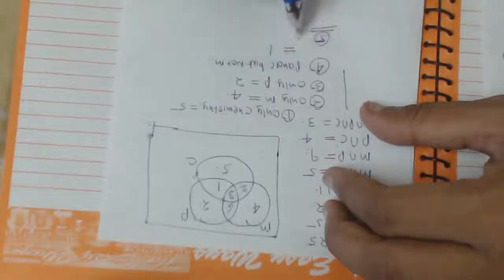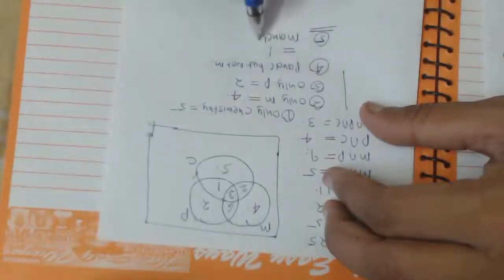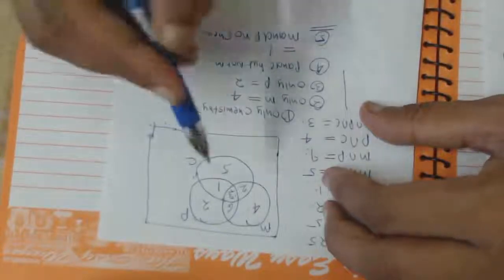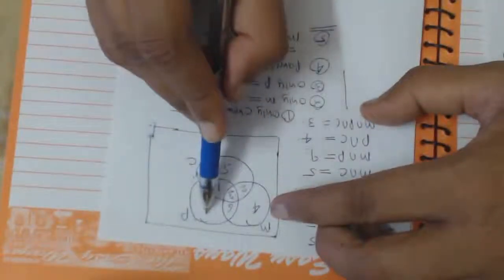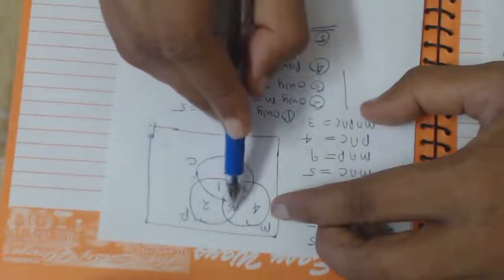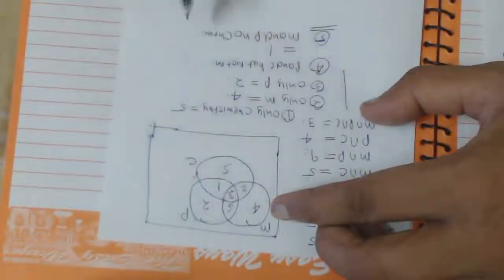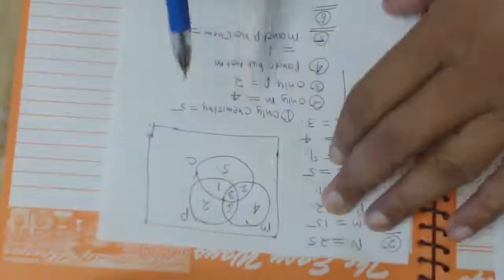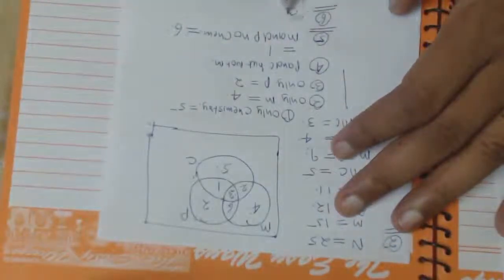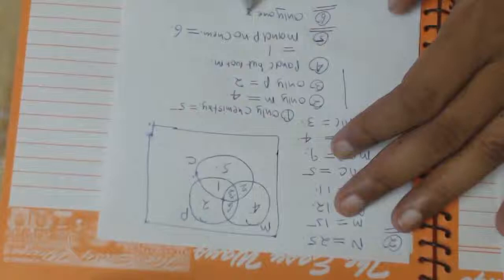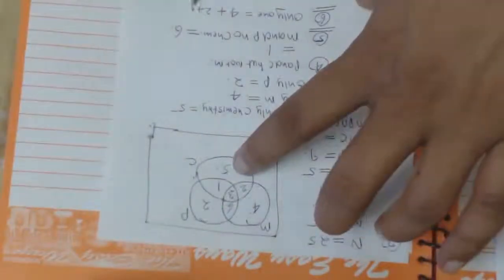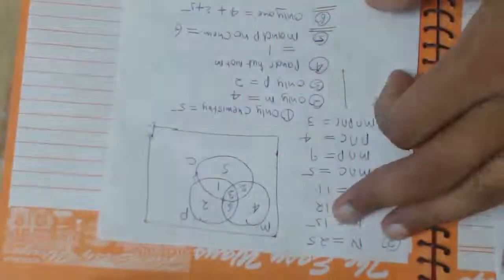5 is mathematics and physics, no chemistry. 6, only one of the subjects. Only one means only maths, only physics, only chemistry. 11.